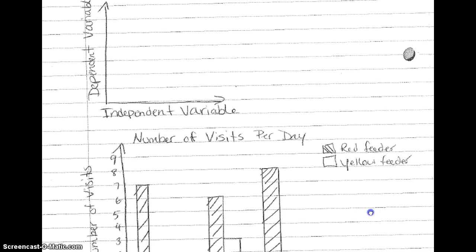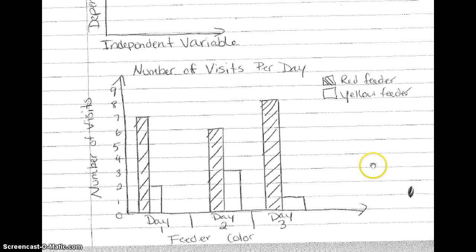And here I set up one about the hummingbirds. Okay, and I have a key over here. You can see the red feeder is the one with the lines through the bar, and the yellow feeder is a solid bar. Okay, the number of hits per day. The number of visits was our dependent variable. That's what they were measuring. How many times hummingbirds came to those feeders for day 1, 2, and 3.